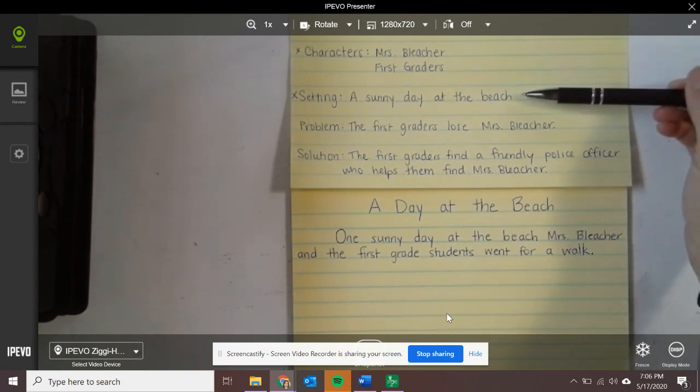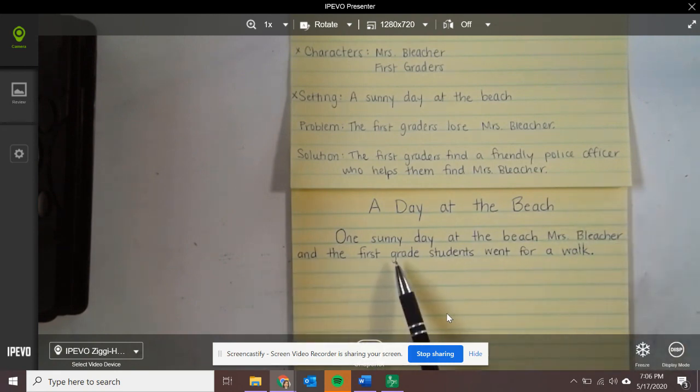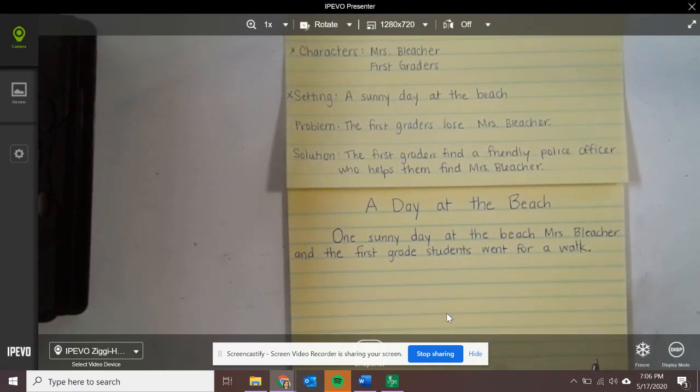I took my setting, one sunny day at the beach. I took my characters, Mrs. Bleacher and the first grade students. And then I told you what they did. Went for a walk. This is all you are doing today. This first sentence is so important. It sets everything up for your reader. This should allow them to picture exactly what is happening in your story.